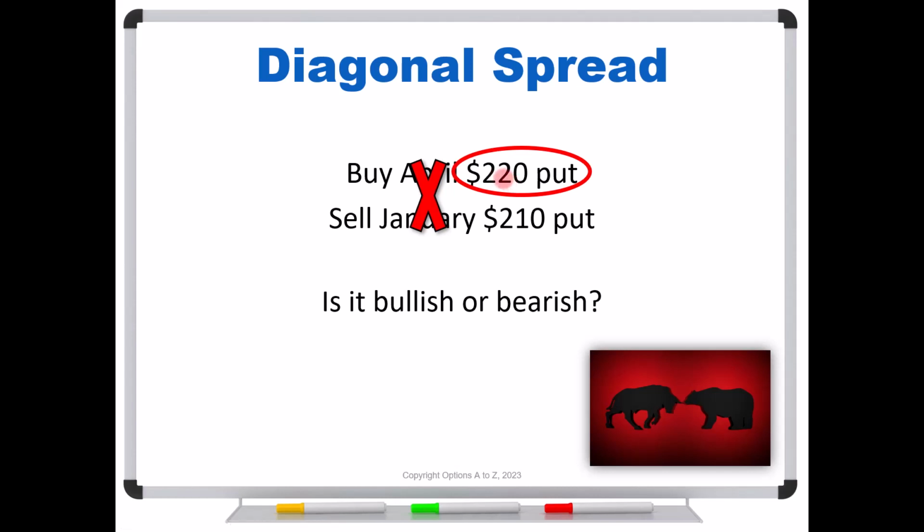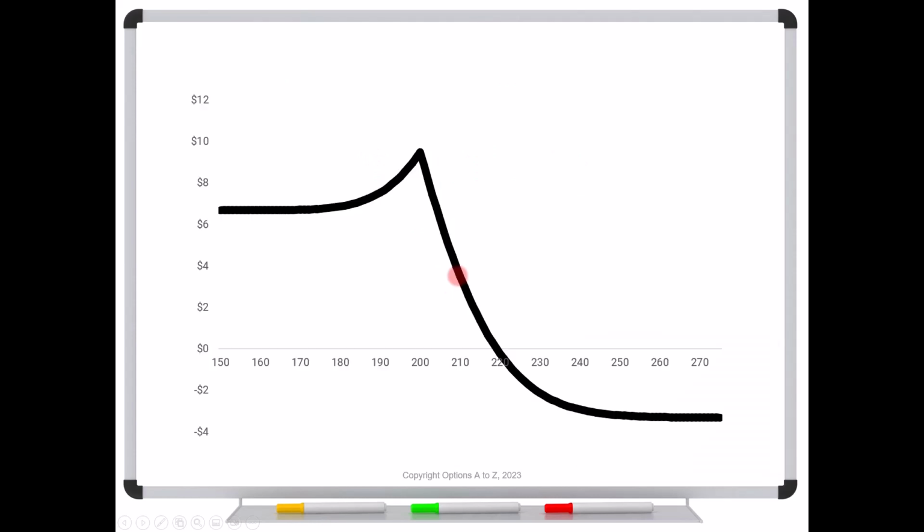Step number two, what are we doing with it? We're buying it. What's your outlook if you're buying a put? It's bearish. And because of that, we know that the overall profile for this diagonal spread must be bearish. So if we look at it, there it is. This little crown right here, this maximum gain, is in this case, the 200 put that we're short, and our long 220 is out here somewhere.